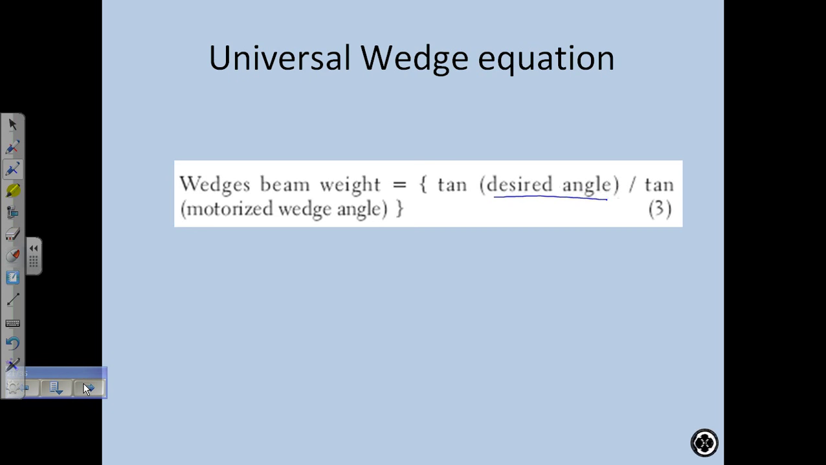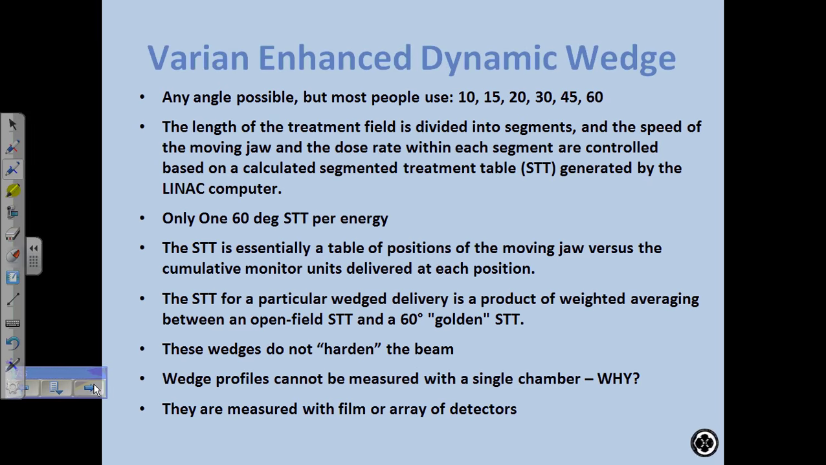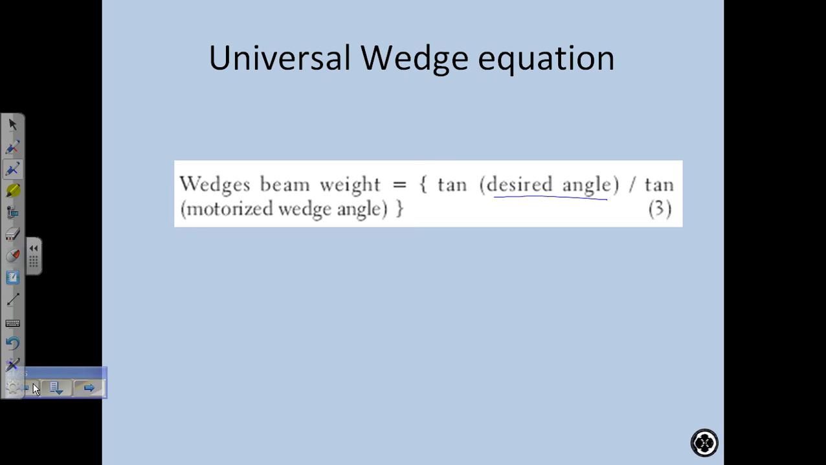Okay, so what if you want a 60? Tan of 60 over tan of 60 is 1. So the beam weight for that field is 1, which means that the wedge is going to be in for the whole time, for the whole number of monitor units. So that equation makes it seem like the motorized wedge can be an angle different than 60. Yeah. I guess it does. I've always known those wedges to be 60. Okay. Maybe that's just a generic equation.